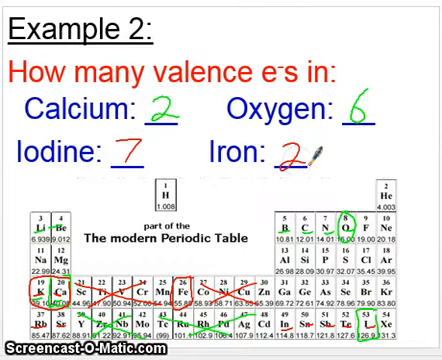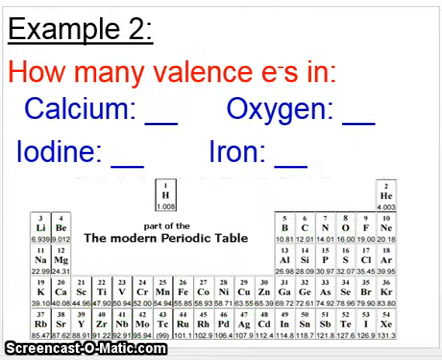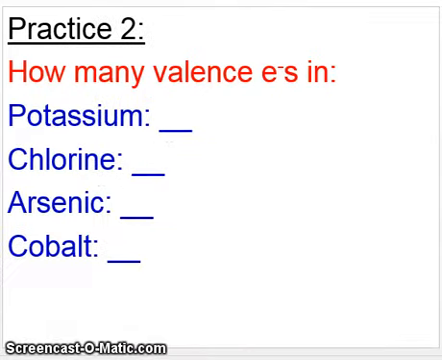So hopefully this makes sense, especially because we've talked about it. But still, go ahead and try on your own. Try to get me the valence electrons of potassium, chlorine, arsenic, and cobalt.